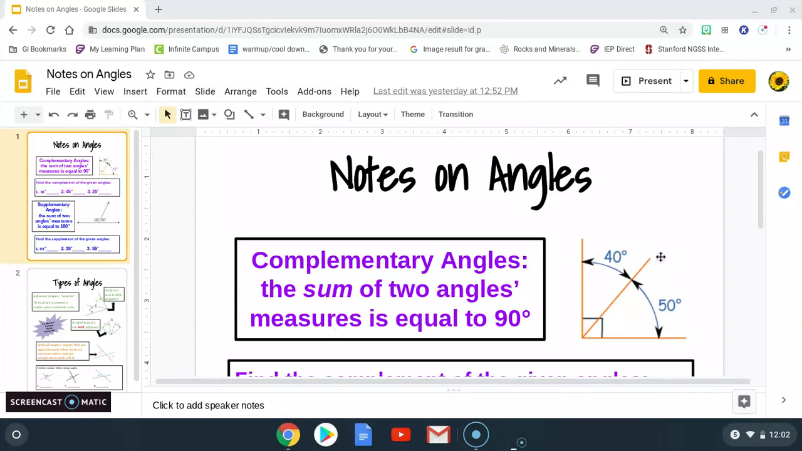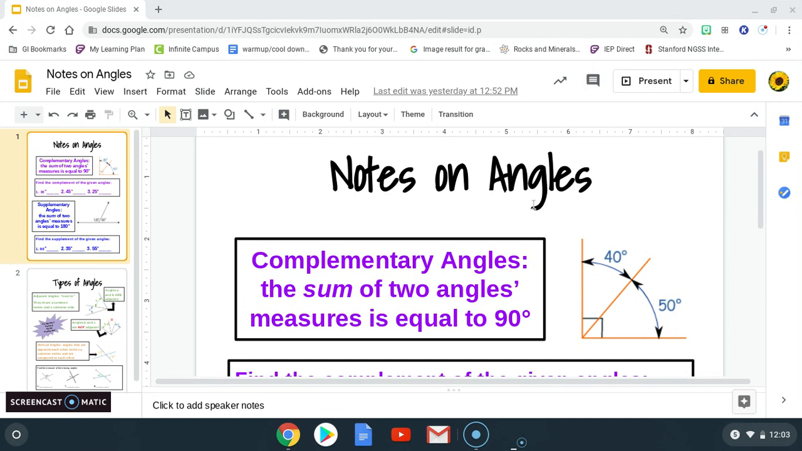Hi guys, so we just finished our unit on transformations and our next unit is on angles and different types of angles and their angle relationships. So you might remember some of this from 7th grade, but we're going to go over some of it together.